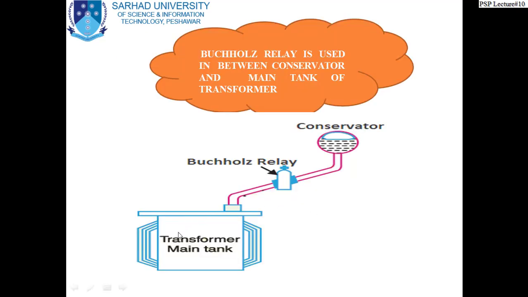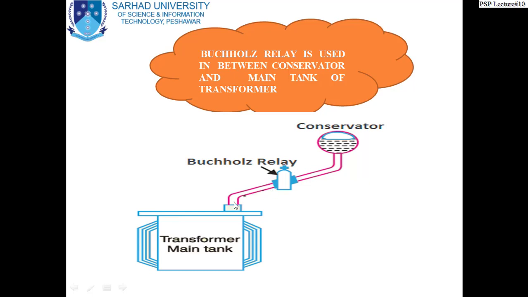Now you see here, gentlemen, this figure shows the main tank of the transformer where the windings are. You might have seen this type of figure, a pipe emanating from this tank, going this way, and there is a tank. This tank is called the conservator tank or conservator. This conservator contains a material, silica gel, that absorbs the moisture if any moisture is there in the transformer. Okay. Now in between we have a Buchholz relay.